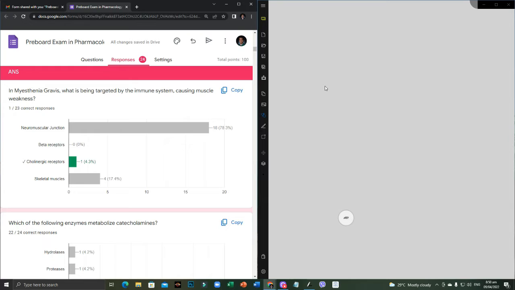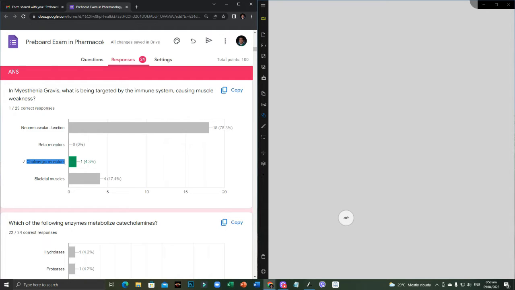So for day class, let us rationalize the questions we had during our pre-board exams in pharmacology. So let's start off class with the autonomic nervous system. So first question was myasthenia gravis. What is being targeted by the immune system causing muscle weakness? So the correct answer, of course, class, would be the cholinergic receptors.